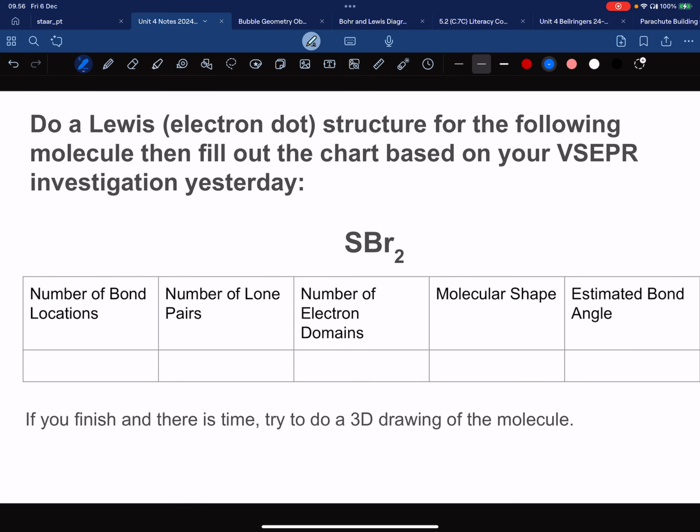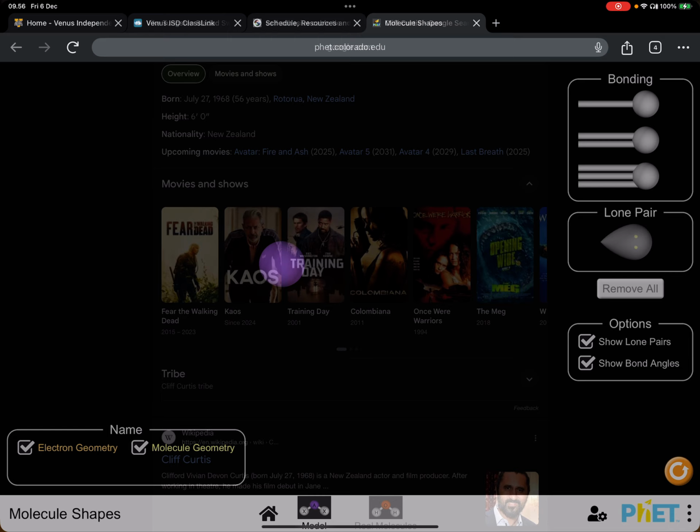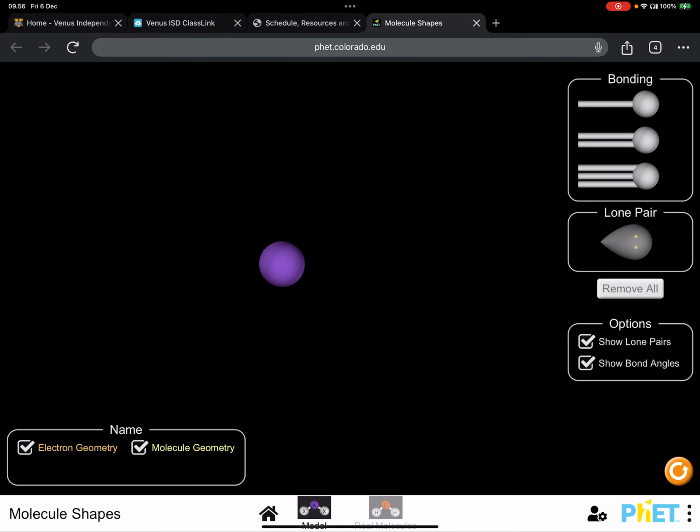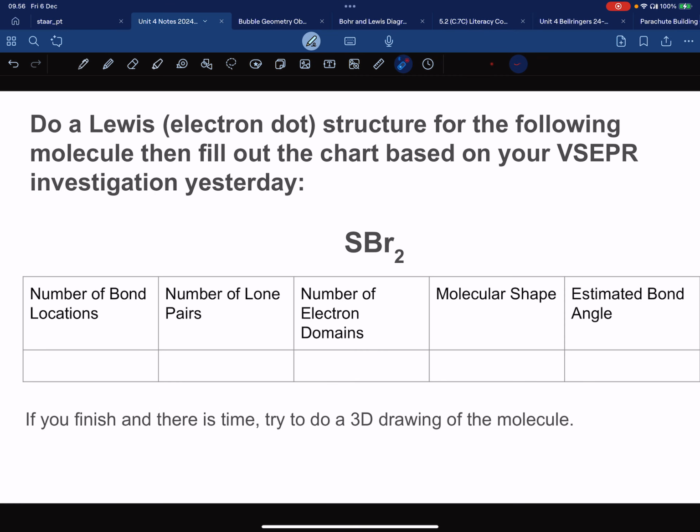Alright guys, so based on the valence shell electron pair repulsion theory simulation that you did yesterday, which uses that PhET simulation that I'm showing right there, we should be able to give a good try to making a Lewis structure for this and then determining its shape and all those kinds of things. Alright, so the first thing of course you have to do is you need to count the total valence electrons.